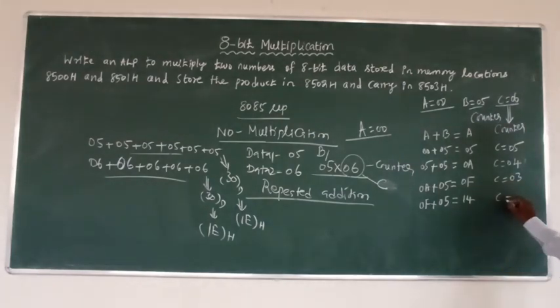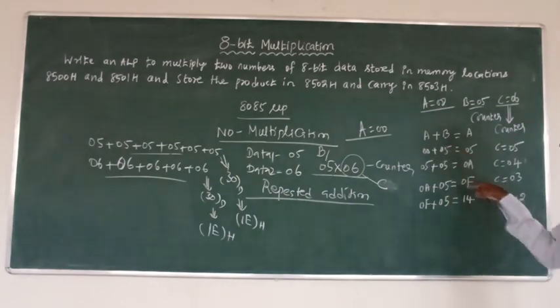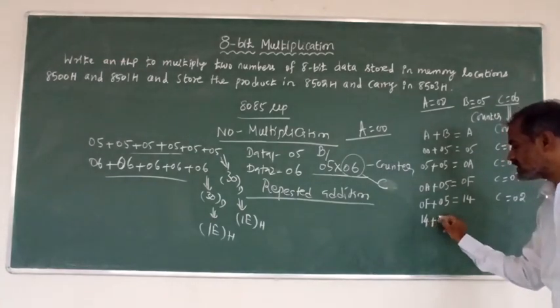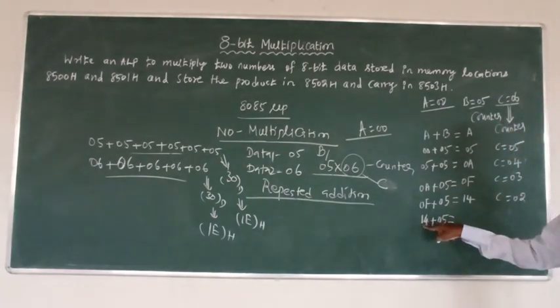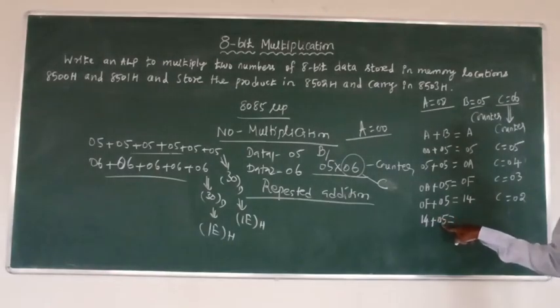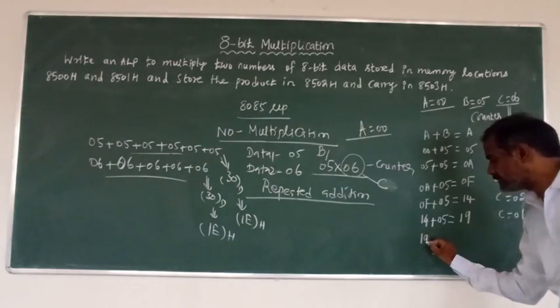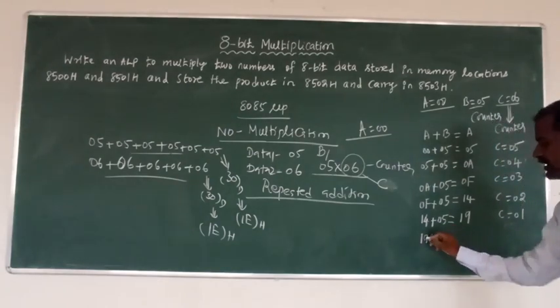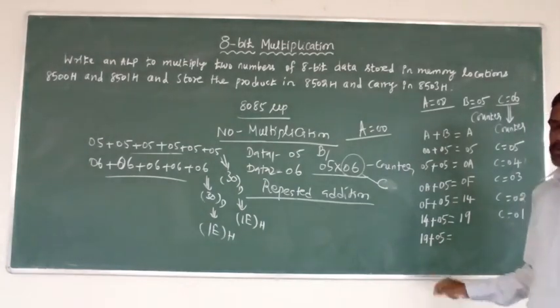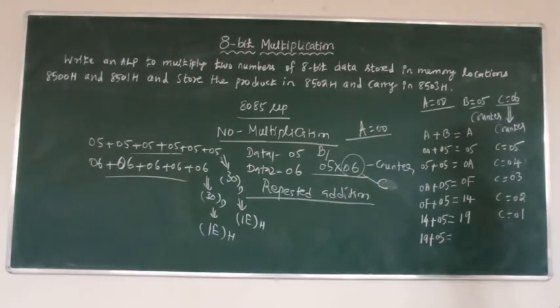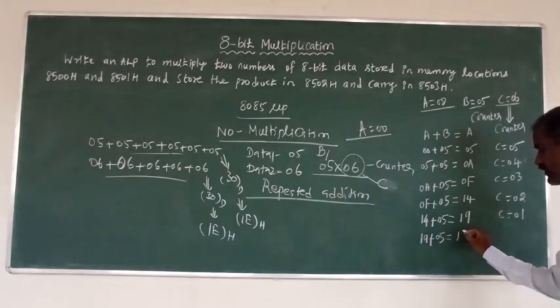Now decrement the C register. C equals 02. Check whether it is 0 or not. No. Again add the same concept. 14 plus 05: 14 means 20, and 5 is 25 in decimal, and the corresponding hexadecimal value is 19. Now decrement C. C equals 01. Check whether it is 0 or not. No. Again add the same concept, A with B. A is 19 and B is 5. 19 means 25, 25 plus 5 is 30. 30 in decimal, and the corresponding hexadecimal value is 1E.